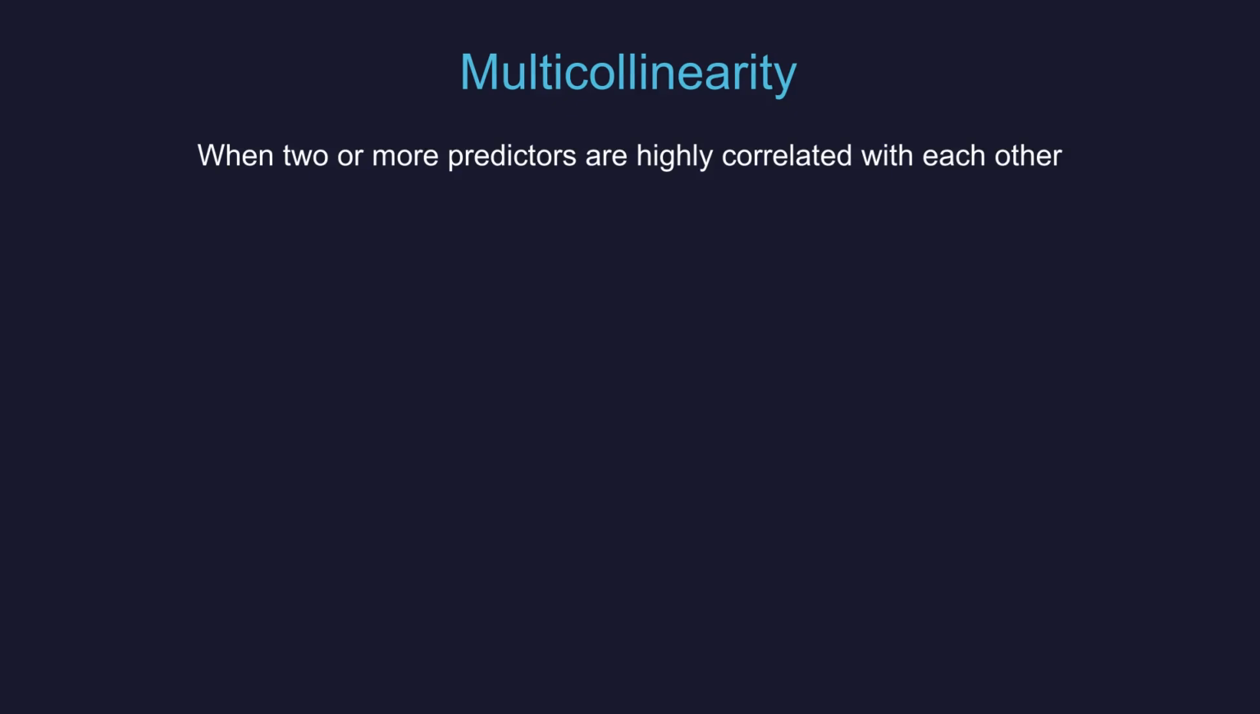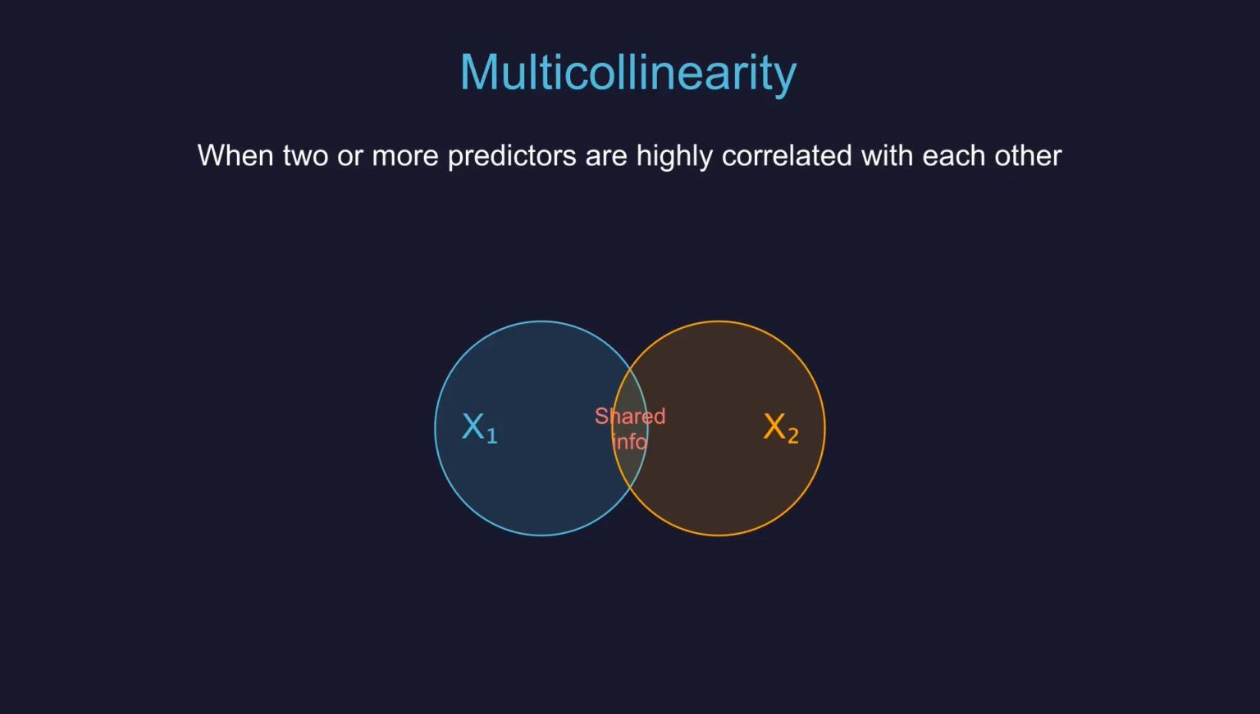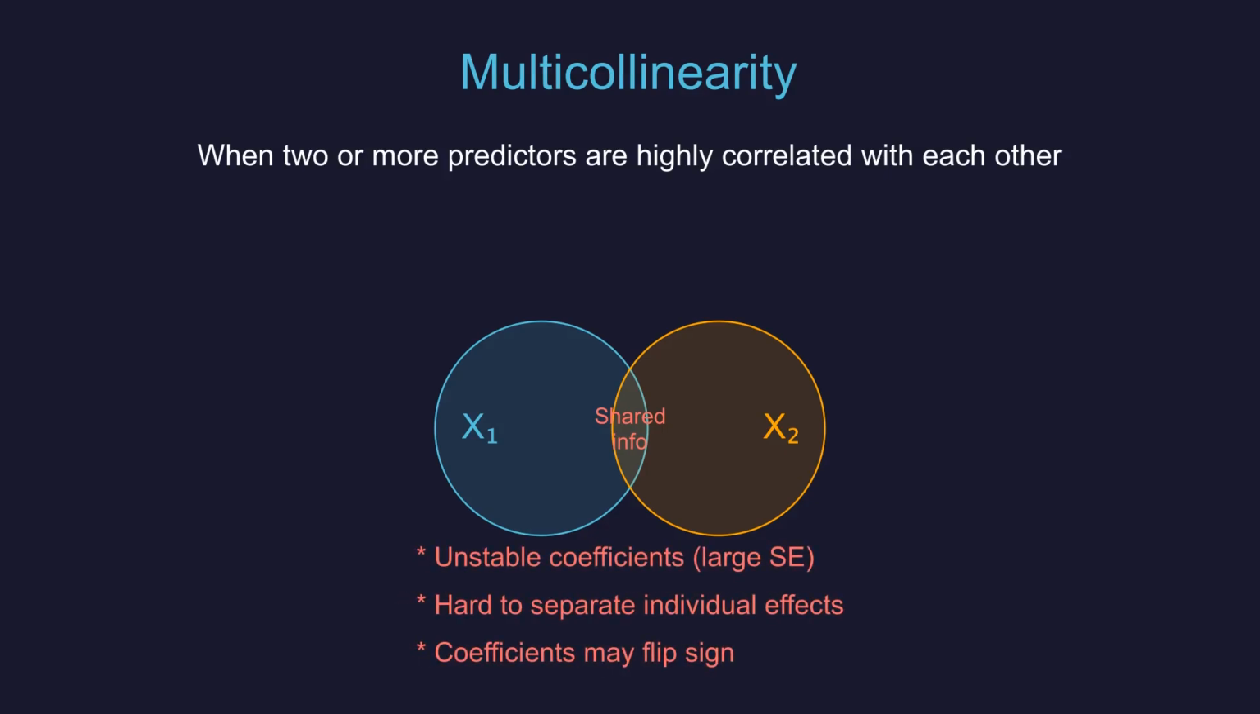One major pitfall in multiple regression is multicollinearity. This happens when 2 or more predictors are highly correlated with each other. Think of it as overlapping information. If X1 and X2 share a lot of variance, the model struggles to separate their individual effects. The consequences are severe. Coefficients become unstable with large standard errors. It's hard to tell which variable is really driving the effect, and coefficients may even flip sign. We detect multicollinearity using the variance inflation factor, or VIF. A VIF greater than 10 signals a serious problem.